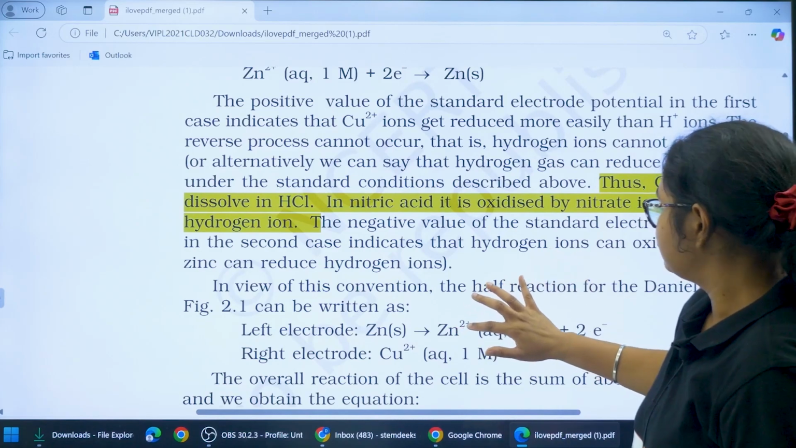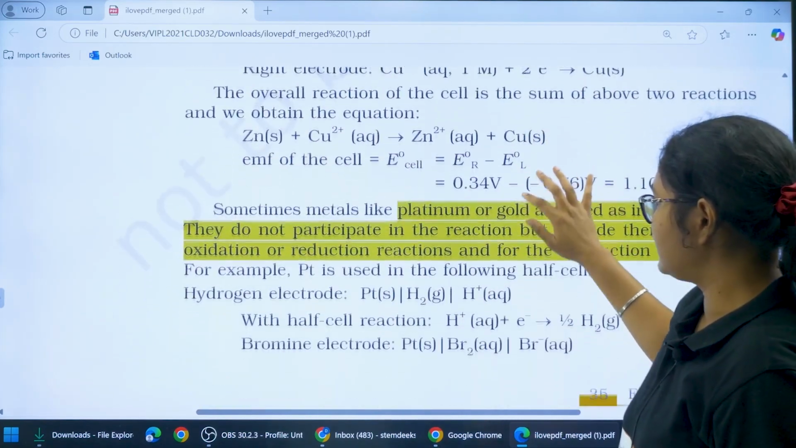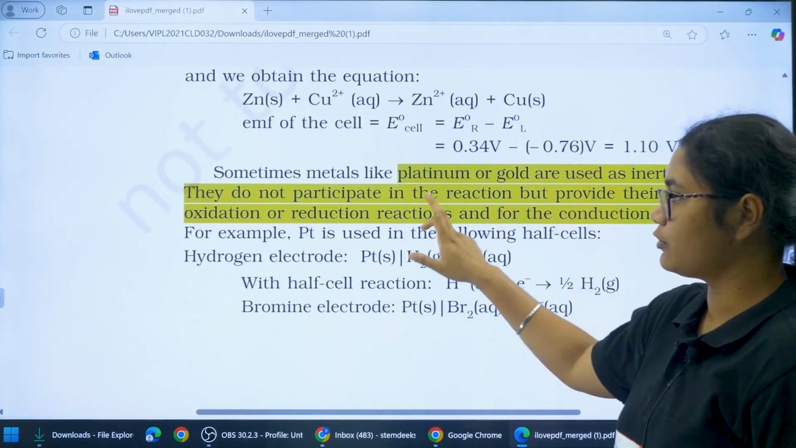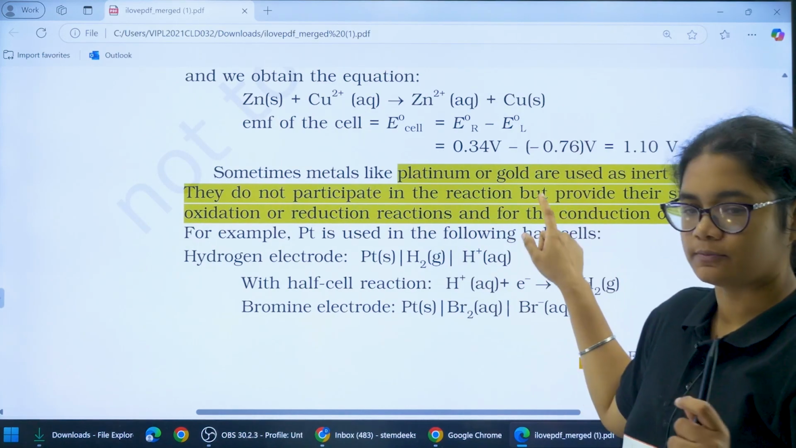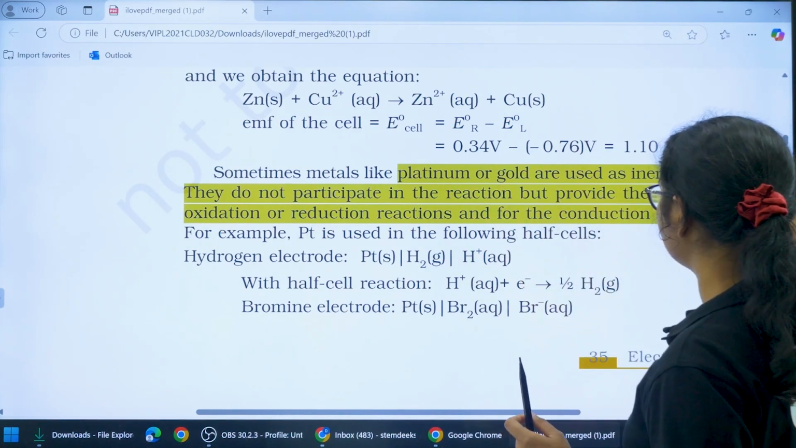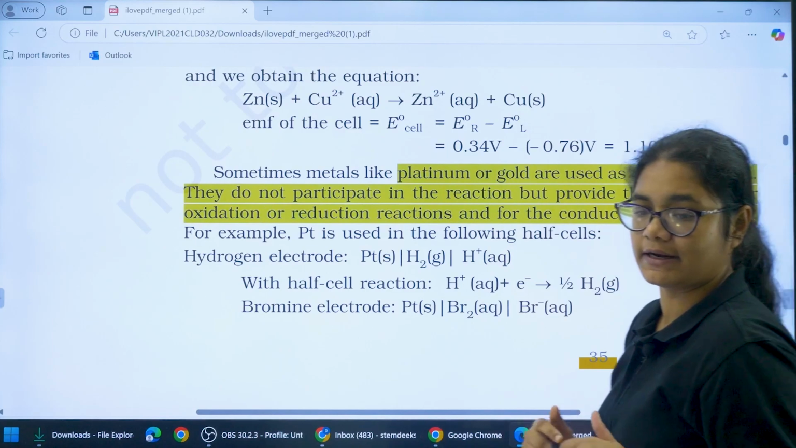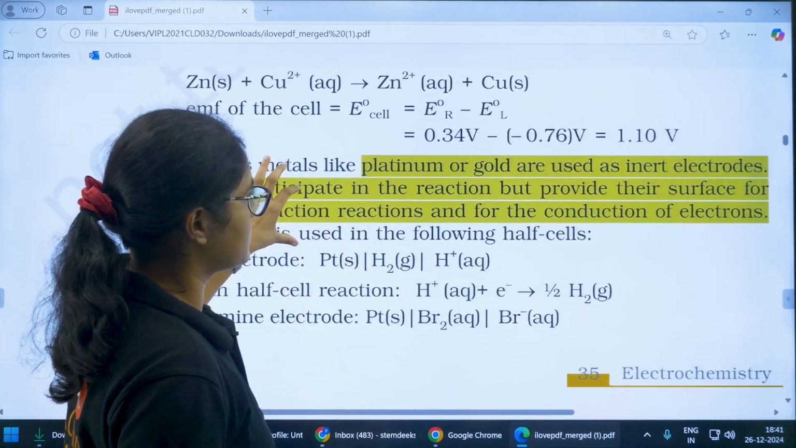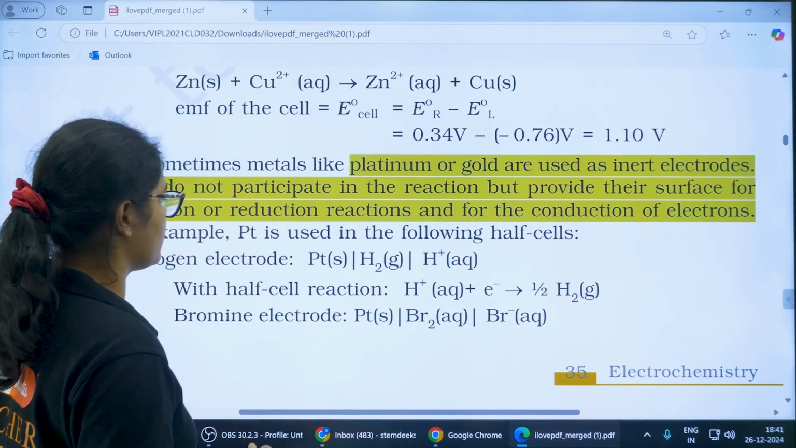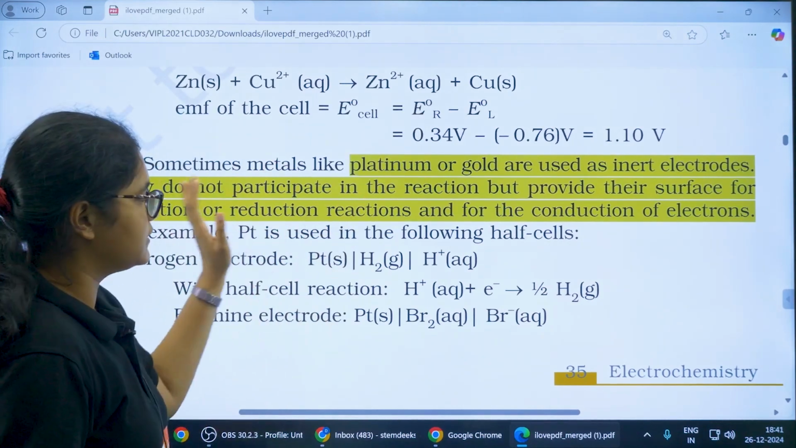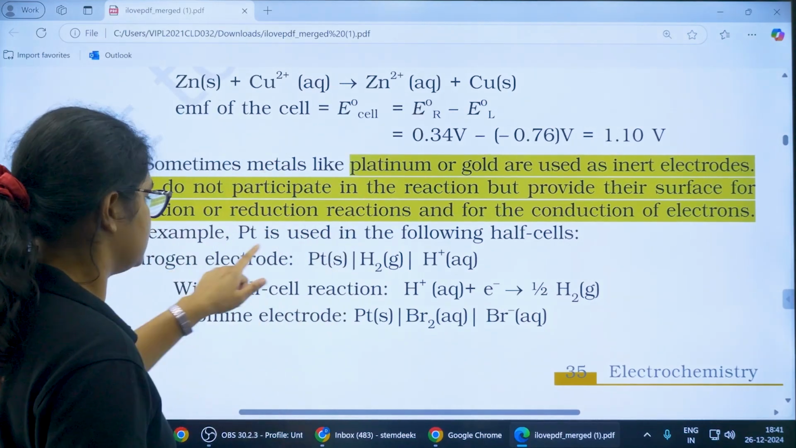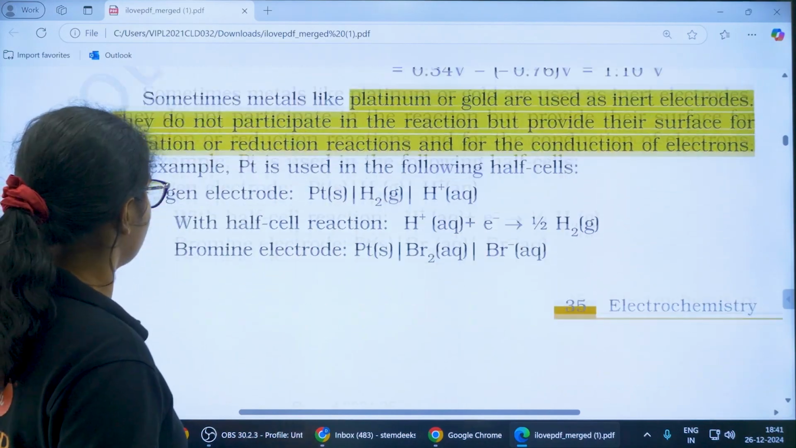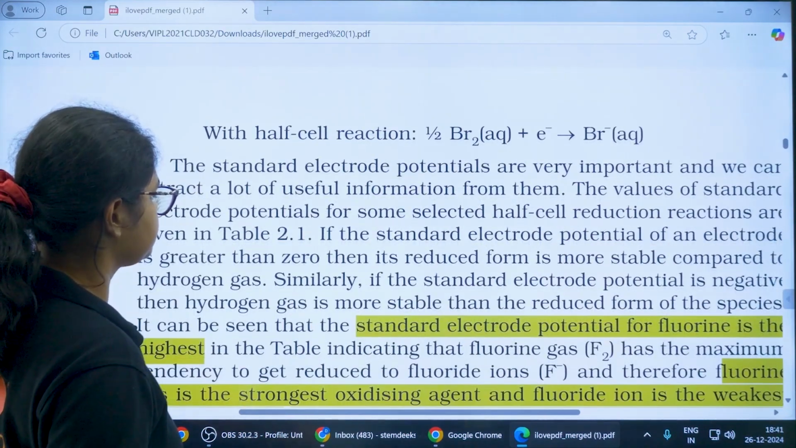Next, coming to inert electrodes, the definition of inert electrodes. So please write a heading here, inert electrodes. I have highlighted it here. I hope all of you can see it. So please mark this, learn the definition of inert electrodes, and you can write an example also. Fine, this can be asked as a question.